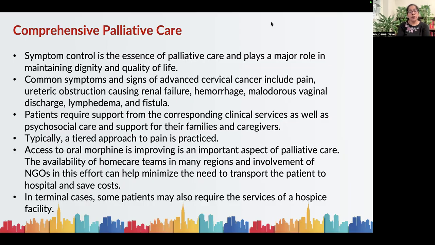The availability of home care teams in many regions and involvement of NGOs in this effort can help to minimize the need to transport the patient to hospital and can save costs. In terminal cases, like no treatment cases in which only palliation is required, some patients may require services of hospice facility.